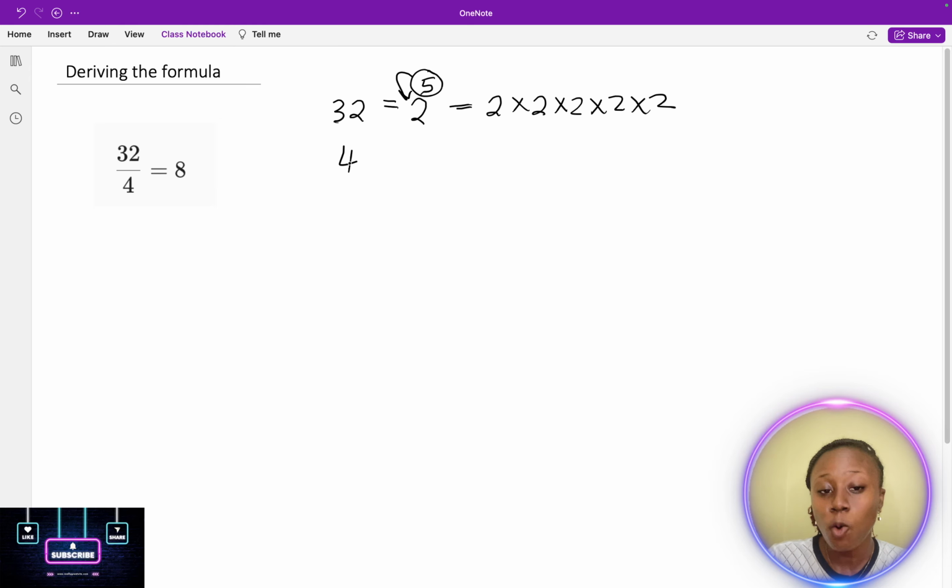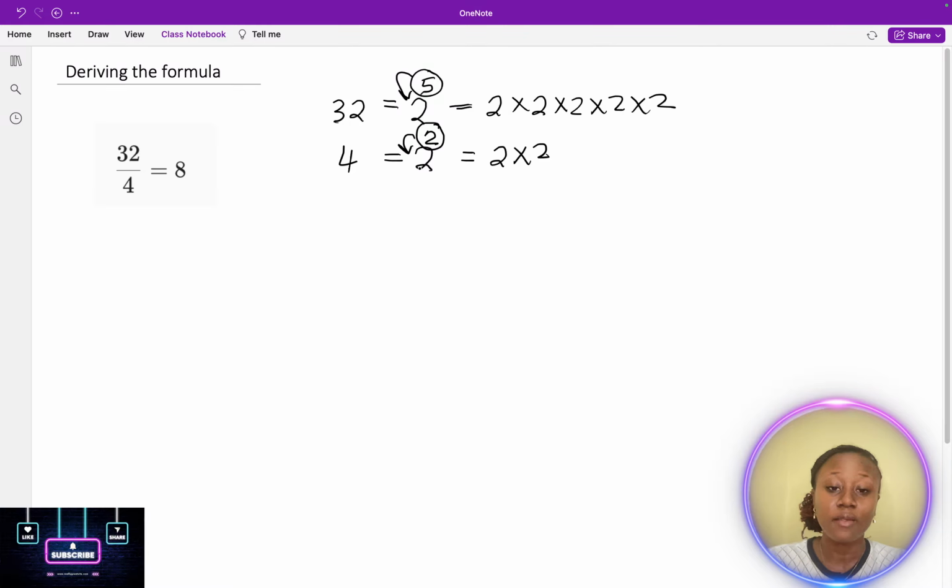Now we're going to have 4, and we want to write 4 in index form with the same base of 2, and our exponent, you guessed it, is also going to be 2. So that's going to be 2 times 2. Again, this exponent is telling the base 2, you need to multiply yourself that many times. Alright, let's get down to 8. If we have 8 to a base of 2, the exponent is going to be 3, which means that we need to multiply 2 by itself 3 times. So we're going to have 2 times 2 times 2.